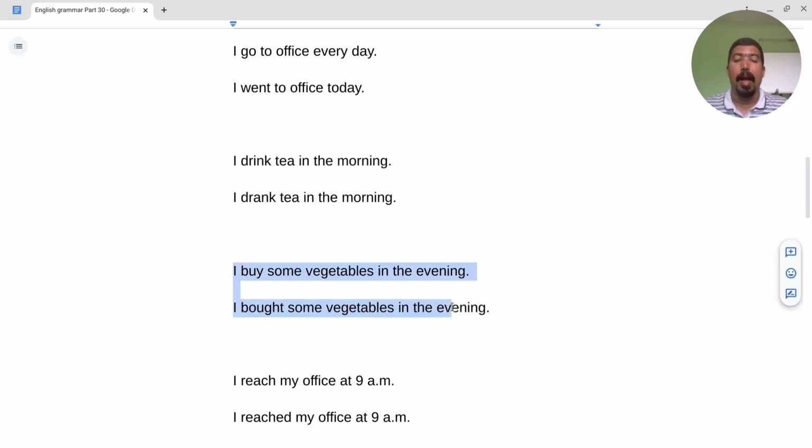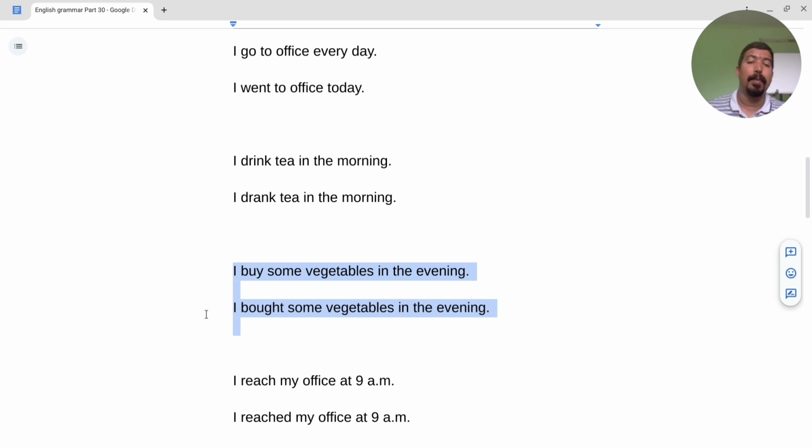Next example, I buy vegetables in the evening and I bought vegetables in the evening. I buy some vegetables in the evening. That means you have a habit of buying some vegetables every single day in the evening time. That is repetitive in action. That is the reason why we are using I buy, that is the first form. Second, you can read along with me. I bought some vegetables in the evening. You are telling your friend the next day that I bought some vegetables yesterday.